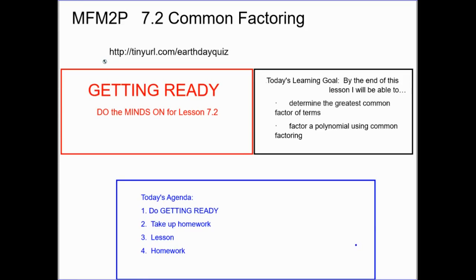Okay, welcome to grade 10 math. We're in unit 3 of quadratic relations, in chapter 7, dealing with factoring. And our lesson 2 is talking about common factoring. So by the end of this lesson, you'll be able to determine the greatest common factor and factor a polynomial using common factoring.